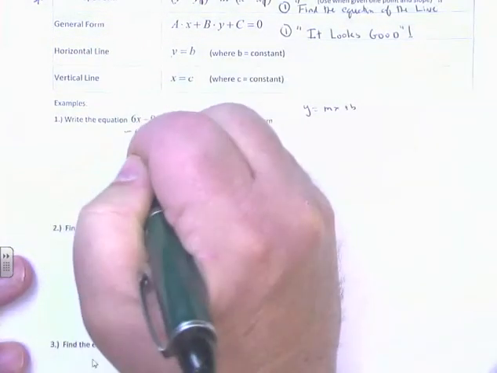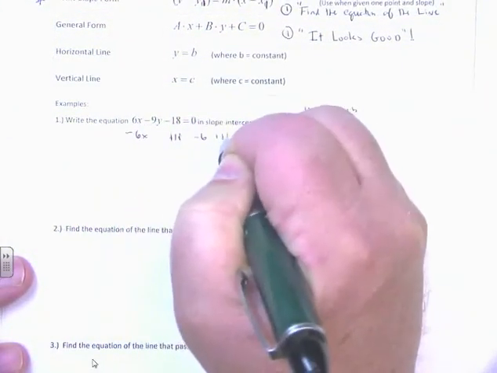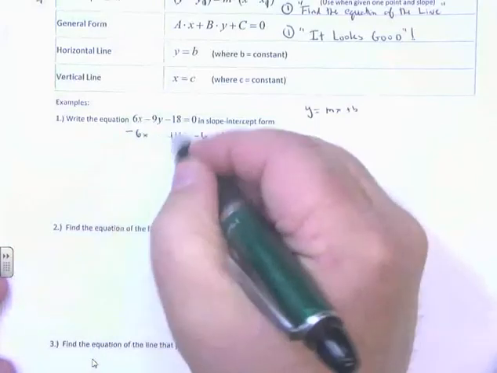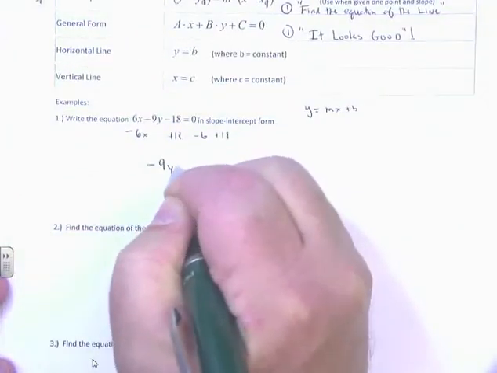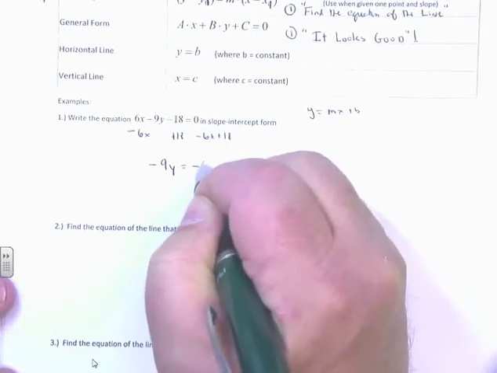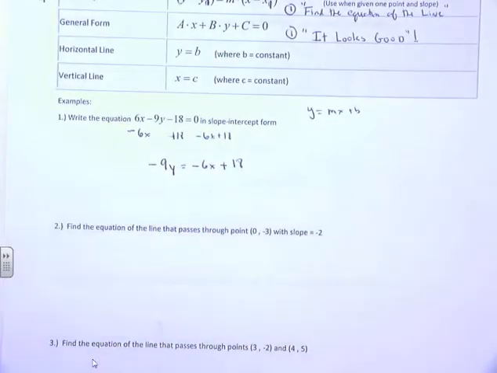I'm going to subtract 6x from both sides and add 18 to both sides at the same time, right? Get my y by himself. So this will cancel and this will cancel. That'll give me negative 9y equals negative 6x plus 18. What's your next move? Divide by negative 9.